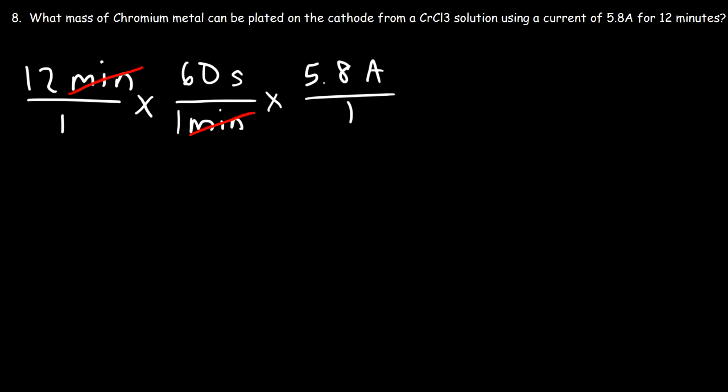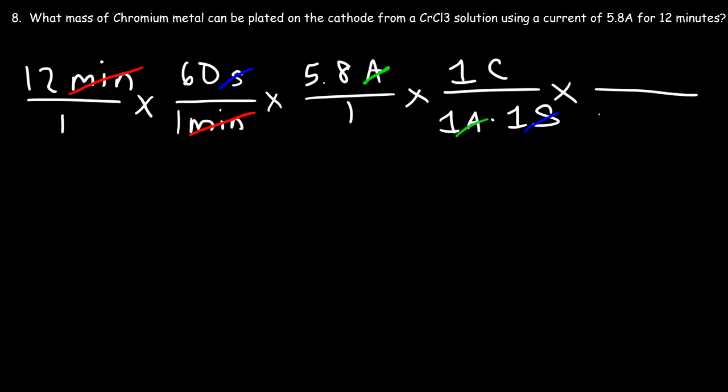So right now the unit minutes cancel. And we know that 1 coulomb is 1 amp times 1 second. So we could cancel the unit amps and the unit seconds. So now we have the charge in coulombs. And now we can use Faraday's constant, which is 96,485 coulombs of charge, and that equates to 1 mole of electrons.